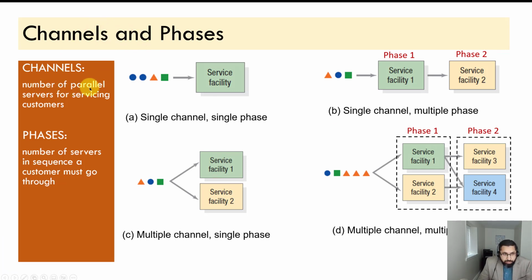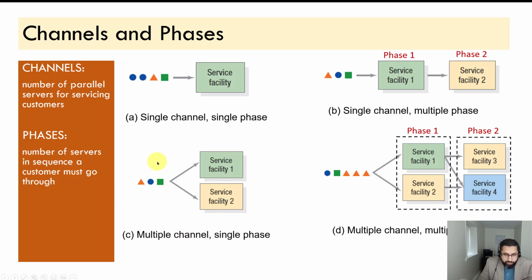Channels is the number of parallel servers for servicing customers. If you look at the first picture here, where you have a service facility, a green box, that's a single channel operation, because all the customers that arrive have to go to this one workstation or service desk. Option C, with 2 service facilities in yellow and green, represents a multi-channel operation, where customers who arrive can go to channel 1 to be served by station 1, or they could go to channel 2 and be served by station 2.